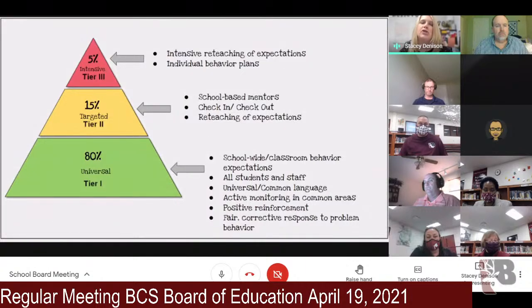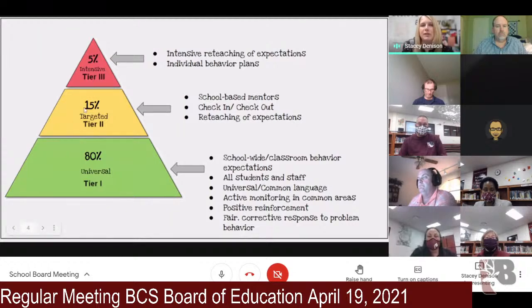Just like classroom instruction, PBIS is a multi-tiered system. And if you look at the pyramid at the bottom, tier 1 is your universal expectations that we teach. This is where you want a majority of your tier 1 instruction to happen, just like you would academically in the classroom. This is what you give to all students. This is where our universal and common language comes into play. And we want 80% of our students to understand and master the expectations for PBIS.